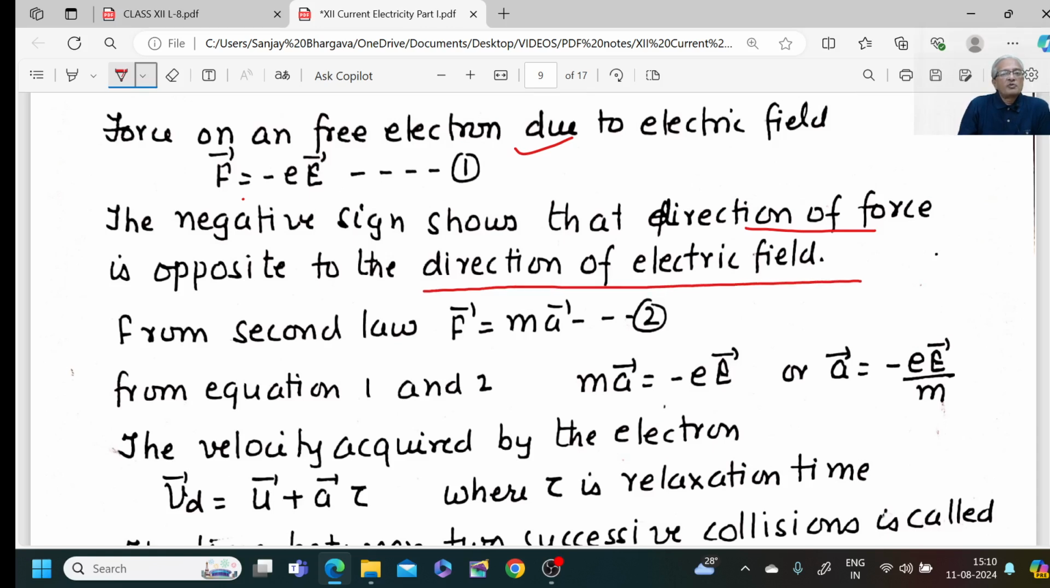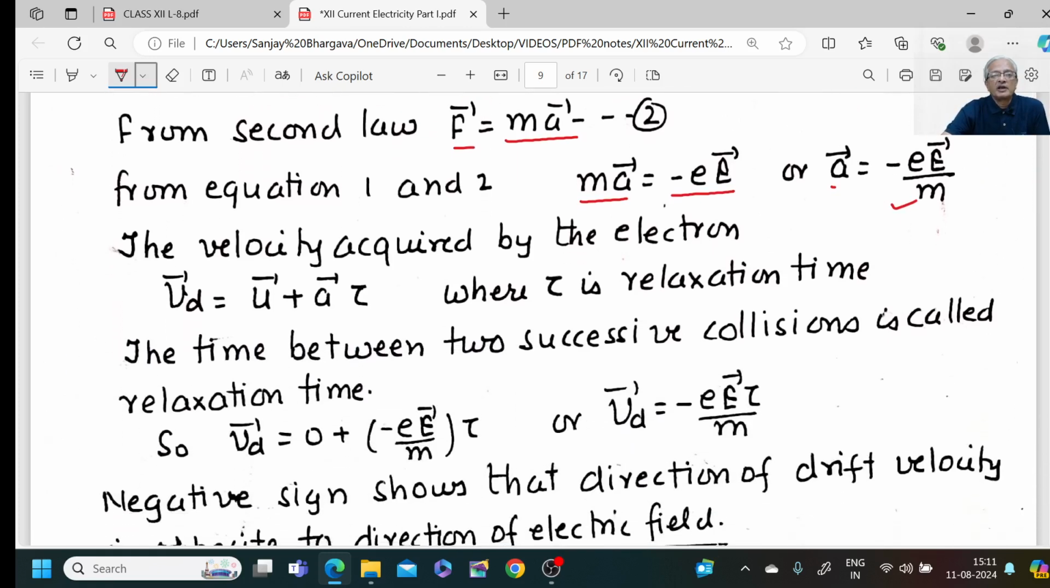From the second law of motion, force must be equal to mass times acceleration. Now, from equation 1 and 2, since the LHS are equal, the RHS are supposed to be equal. So we get m times a must be equal to minus e times E, or the acceleration is equal to minus eE upon m, which shows the direction of acceleration is opposite to the direction of electric field.